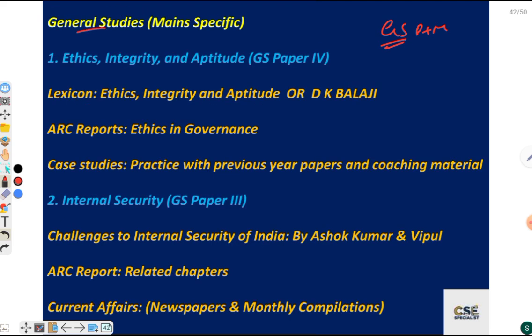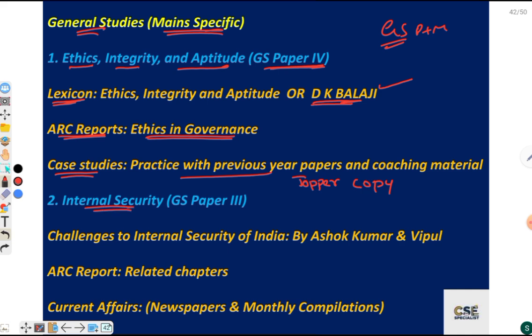Let's now see the General Studies mains-specific sources. GS4 is totally mains oriented. The syllabus is ethics, integrity and aptitude. Here you can refer to the Lexicon book or a similar book. Apart from this, you have to refer to the ARC report, especially on ethics in governance. Next, for case studies, practice with previous year papers and coaching material, and also refer to toppers' copies.